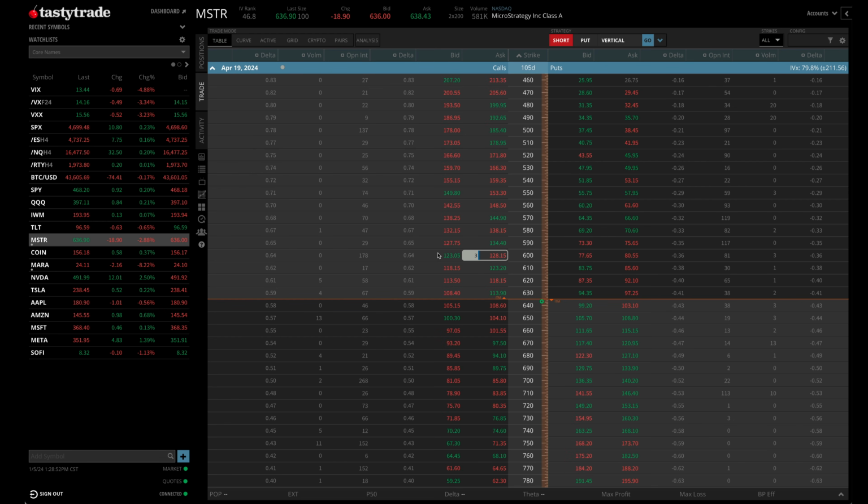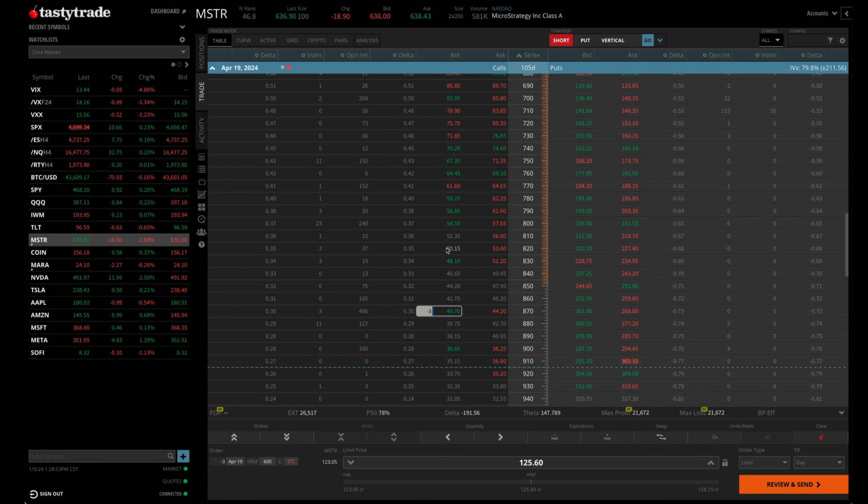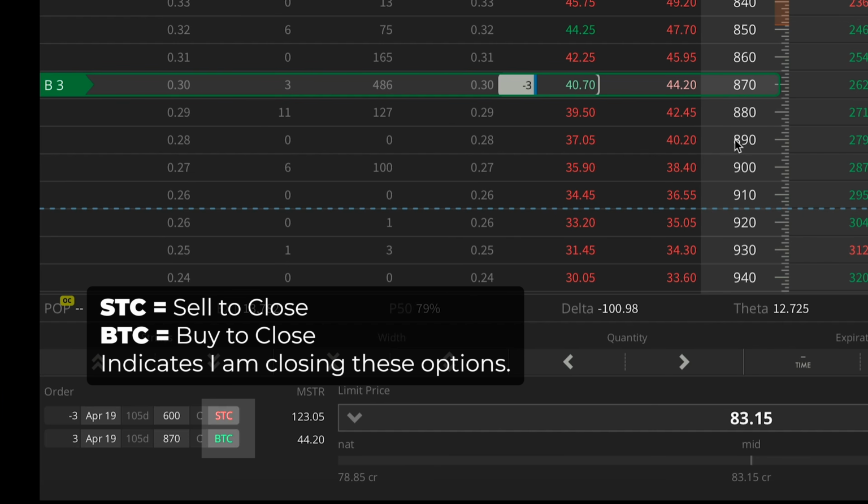So I do want to close this call spread position. To do that, I click on the bid price of the 600 calls to set up an order to sell those contracts. And then I click on the ask price of the 870 calls to set up an order to buy back those contracts. Notice on the bottom left, it says next to the 600 call, STC, which means sell to close. And then to the right of the 870 calls, it says BTC, which stands for buy to close.